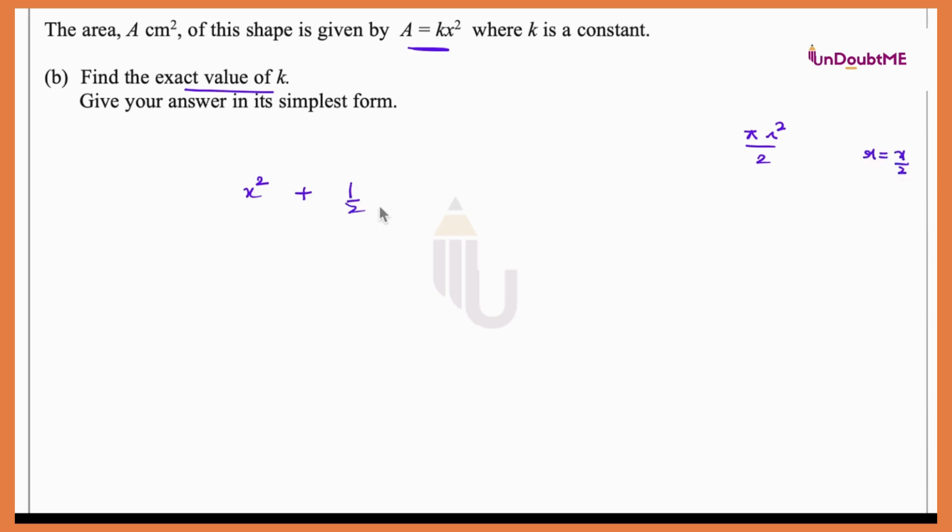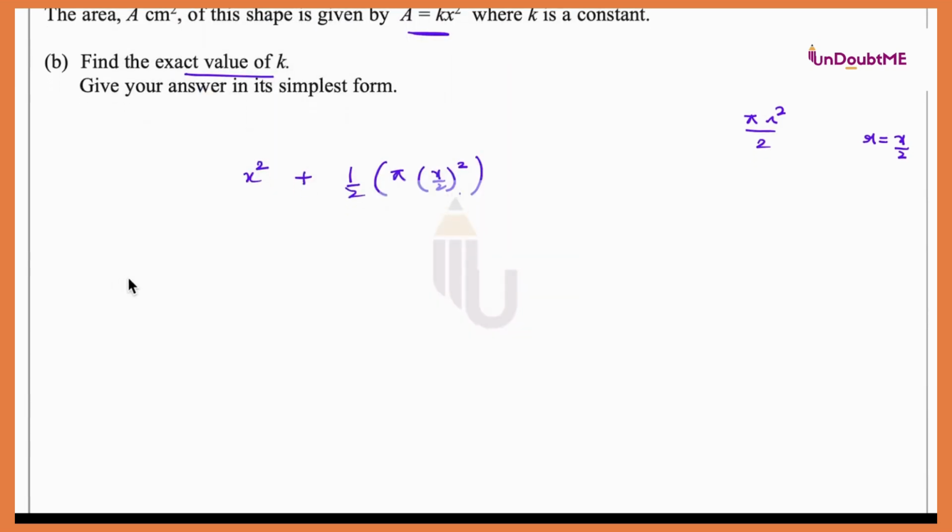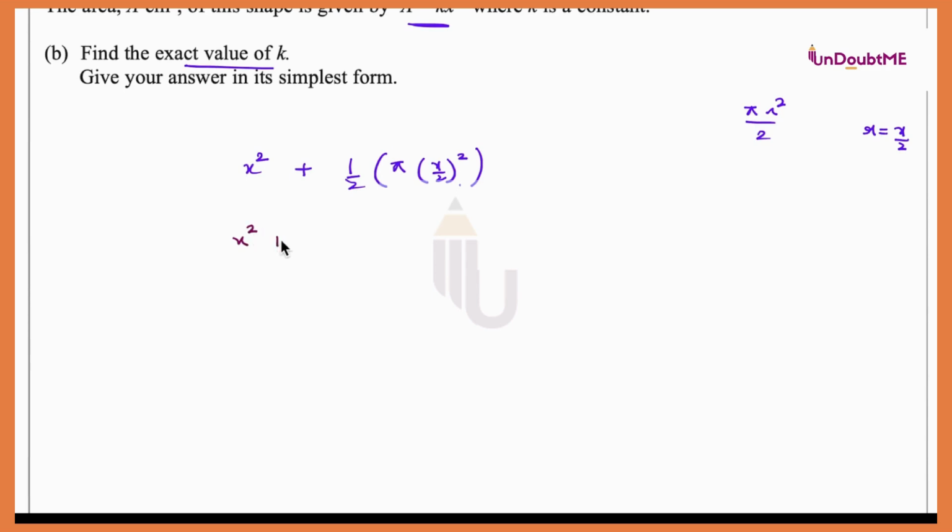Please be very clear on this. There is a potential mistake students can make. Make sure you don't do it. So it is x square plus 1 by 2 times pi times x by 2 whole square. Pi times x by 2 whole square will be x square by 4, and that will be x square plus pi x square by 8.